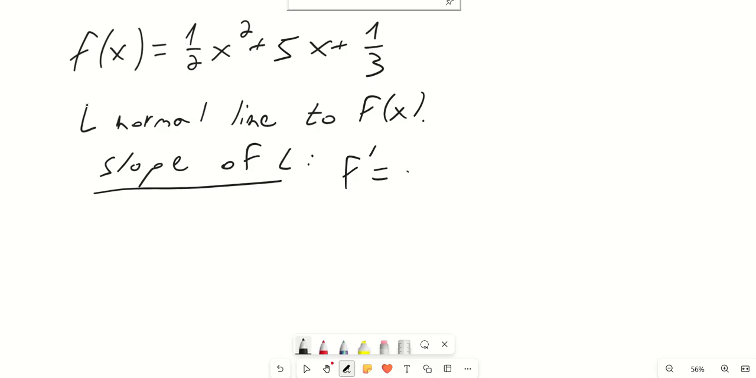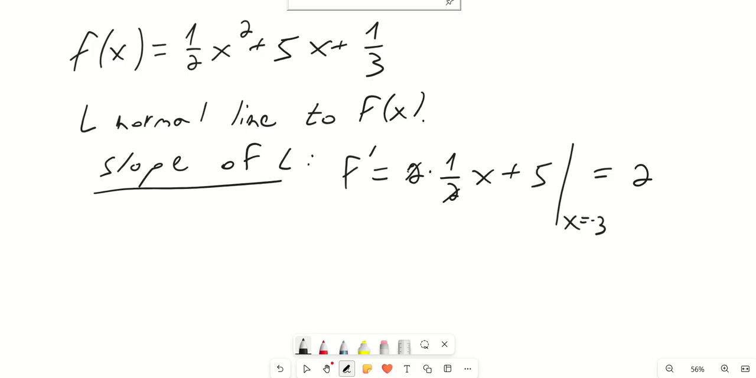which is 2 times x plus 5, and then I put it at the point -3, then I get that the slope, the derivative, is 2. So this is the slope of the tangent.